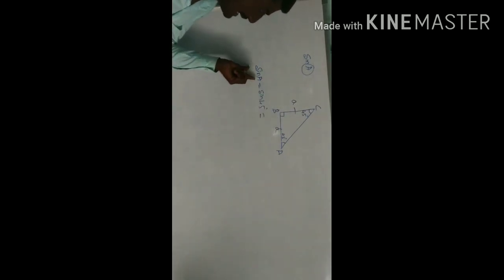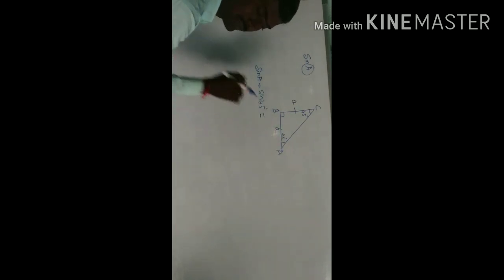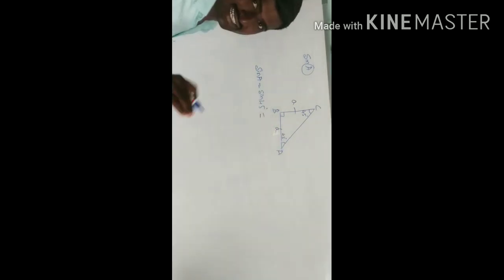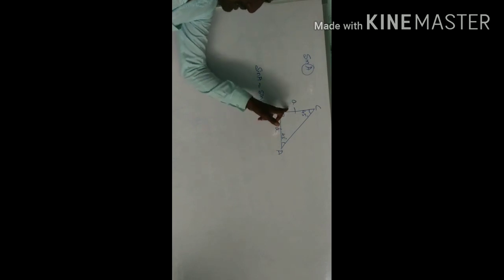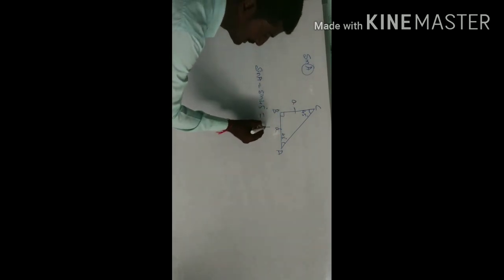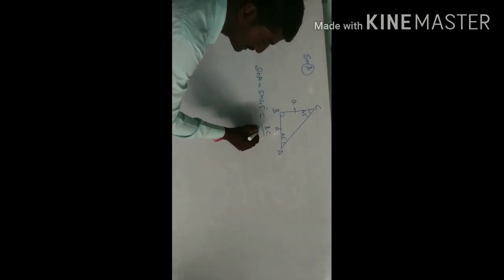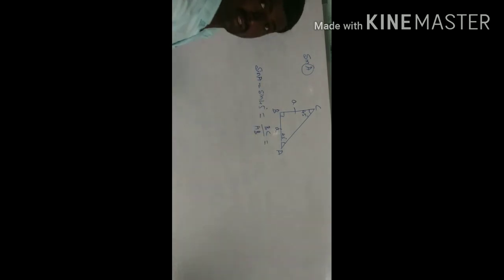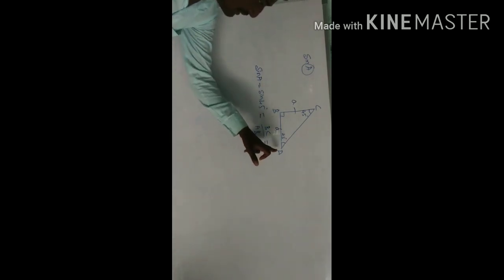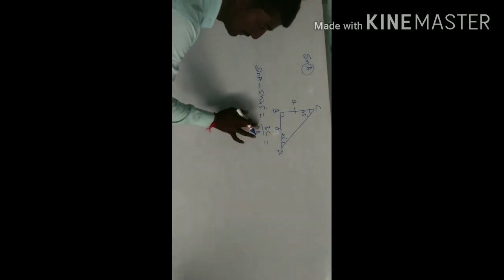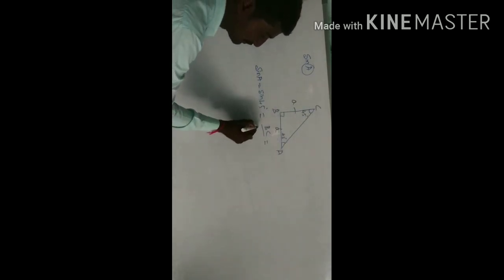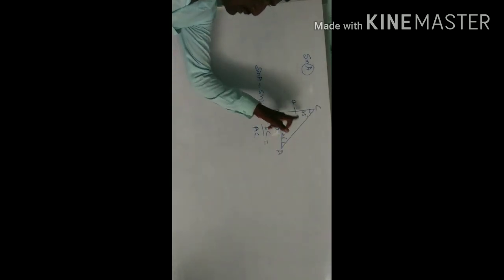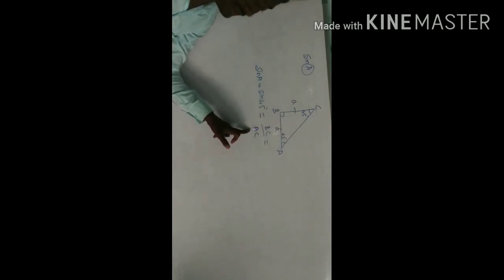Now sin A, where A is 45 degree, is sin 45. Sin is nothing but opposite side divided by hypotenuse. That is BC divided by AC. Sorry, I first said AB, but it is BC divided by AC. Opposite side divided by hypotenuse, that is sin.